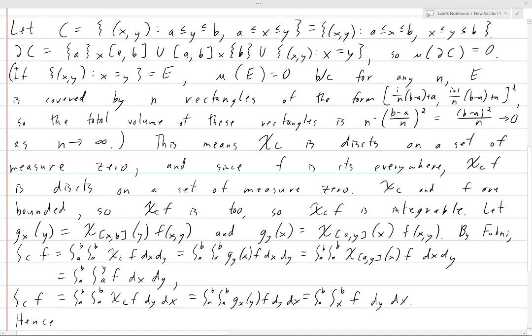Hence, the integral a to b of the integral a to y of f dx dy is going to be equal to the integral a to b, integral x to b, f dy dx. And so there you go. That is how you do this problem.